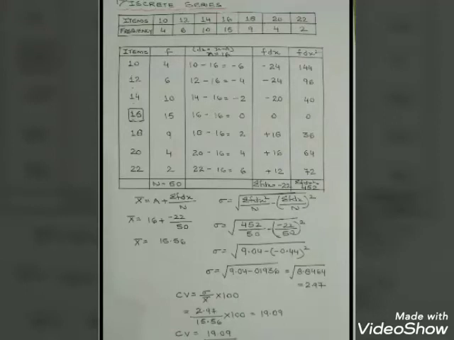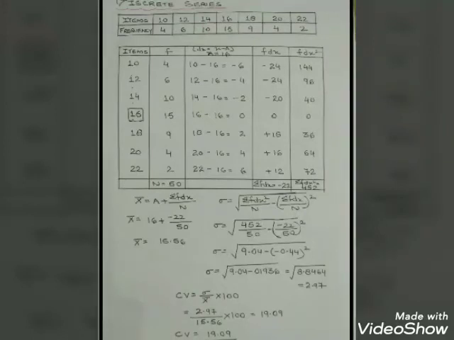We are going to multiply this deviation with the frequency. So our first frequency is 4, deviation is minus 6. So multiply 4 into minus 6, you get minus 24. Then 6 into minus 4, you get minus 24. 10 into minus 2, you get minus 20. 15 into 0 will be 0. 9 into 2, you get plus 18. Then 4 into 4, you get 16. Then 2 into 6 is plus 12.